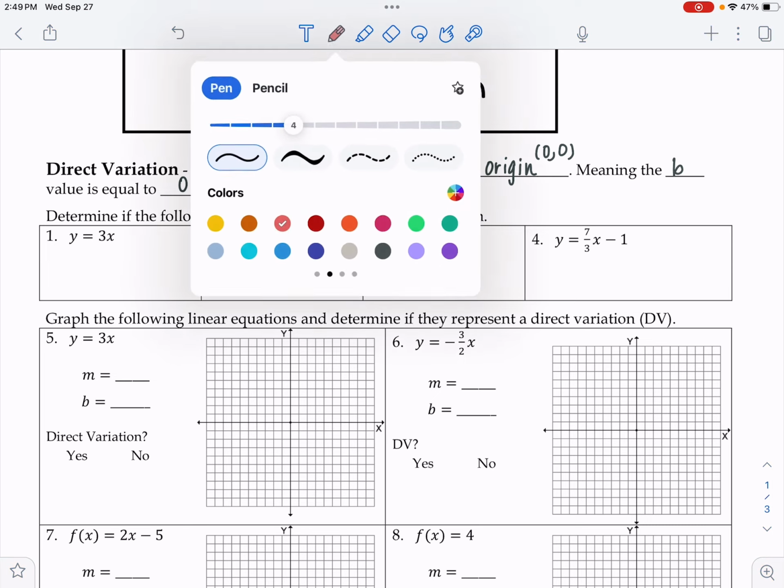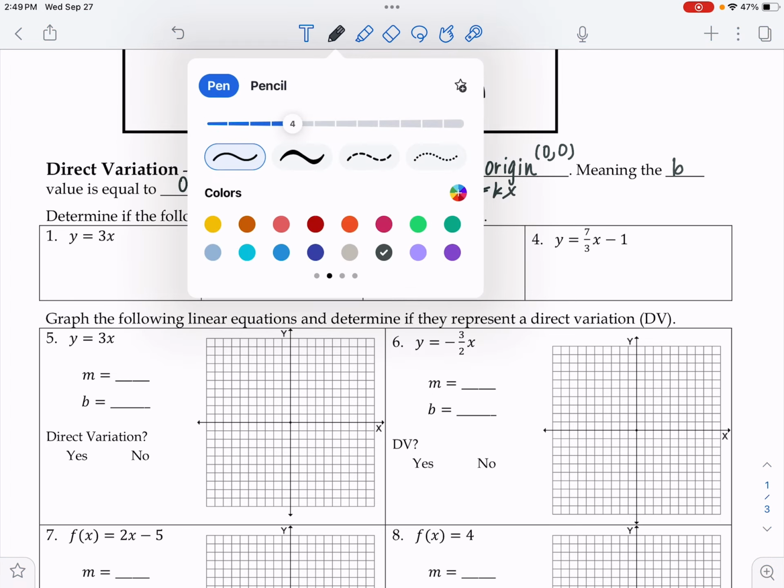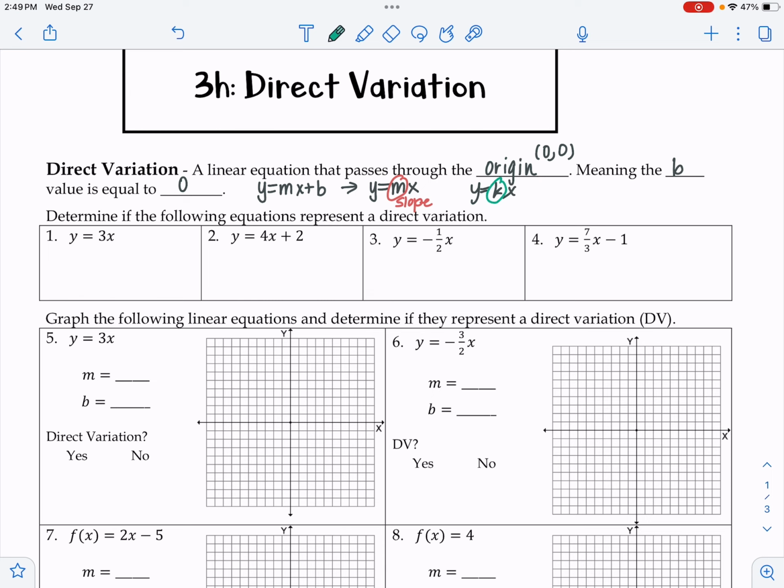Okay, and sometimes with direct variation, they'll change the m, which we know means slope, to a different letter and call it the constant of variation. But it's still the slope.